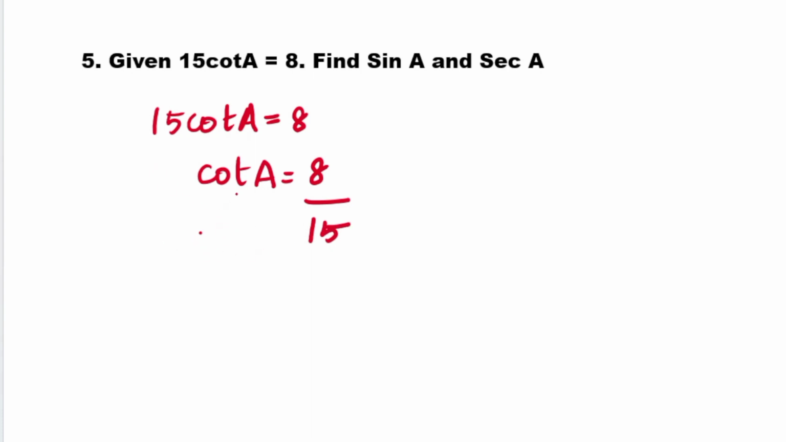And we know what is cot A. Cot A is equal to adjacent side by opposite side. So adjacent side by opposite side is 8 by 15, which implies that the adjacent side is 8 and the opposite side is 15. Now let's draw the right angle triangle.